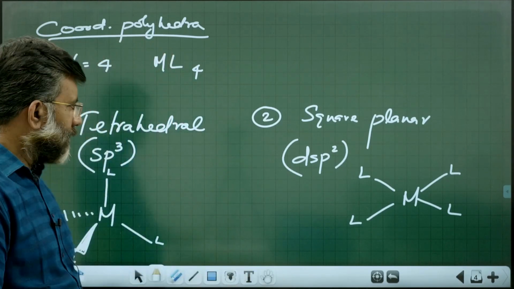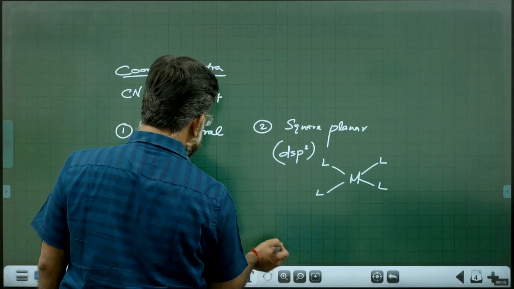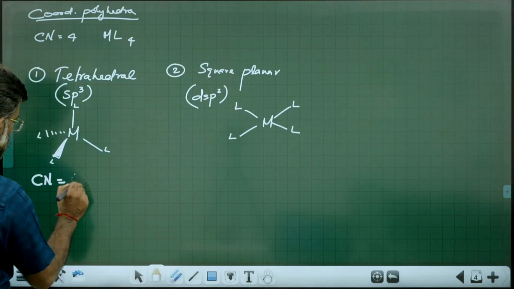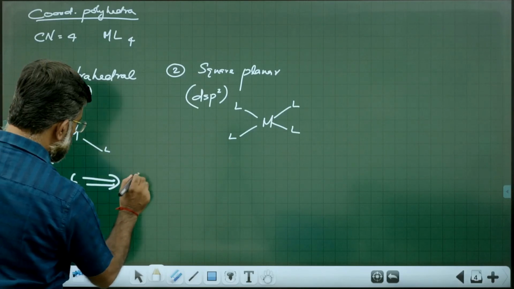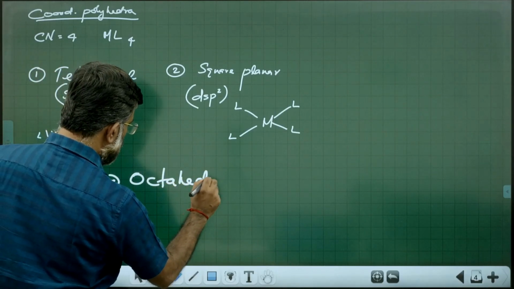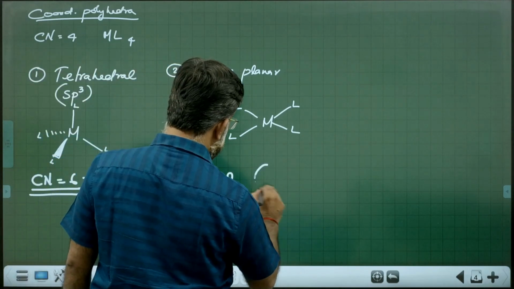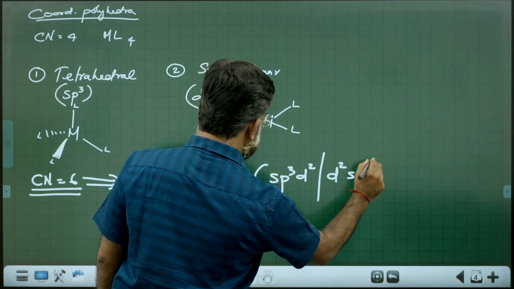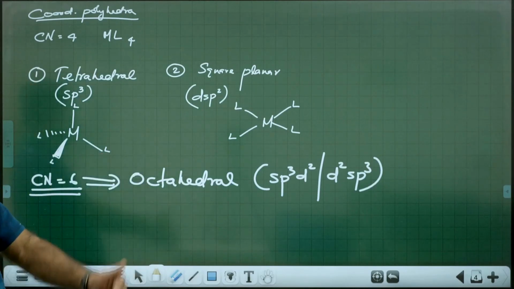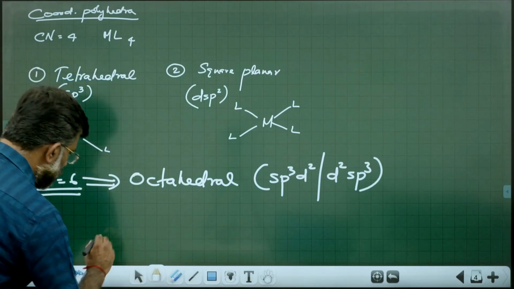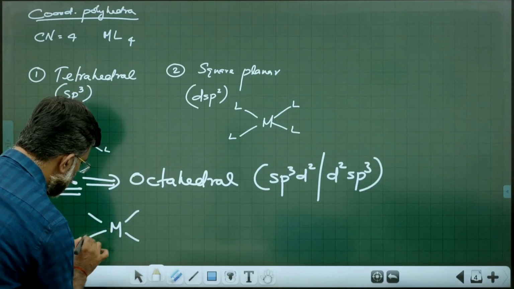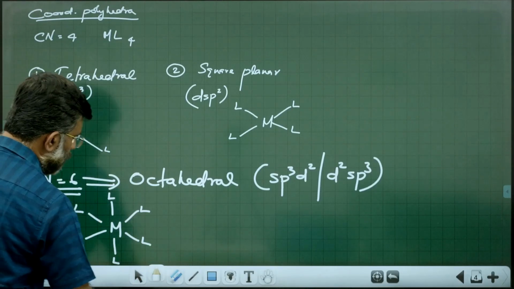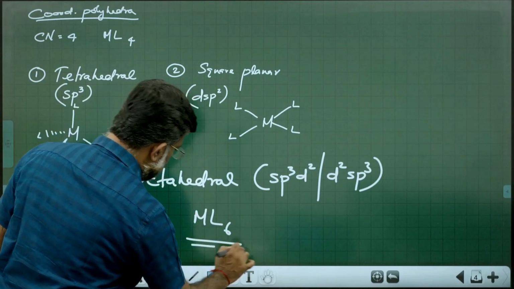Next is coordination number 6. Another important variety observed is coordination number 6. It is an octahedral system. Mainly we encounter either sp3d2 hybridization or d2sp3 hybridization. We are going to discuss this in detail in the later part of the chapter. It will be like this, octahedral system. This is an octahedral system, ML6 type.